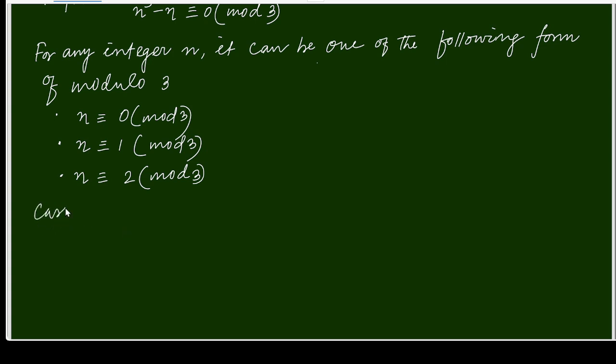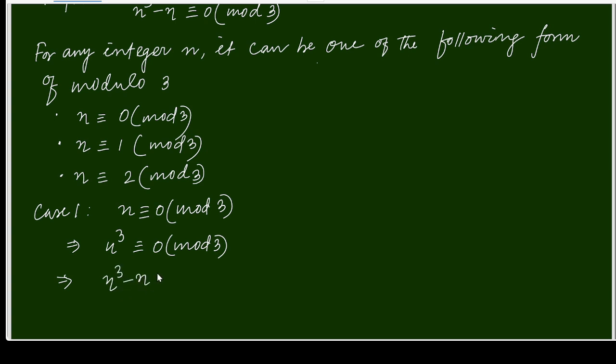So case 1, n is congruent to 0 modulo 3. So that means n cube is also congruent to 0 modulo 3, which implies that n cube minus n is congruent to 0 minus 0, which is 0 modulo 3. So case 1 is proved.